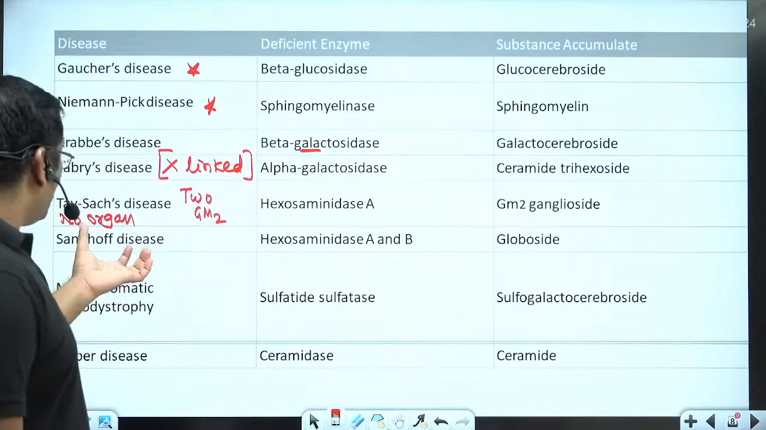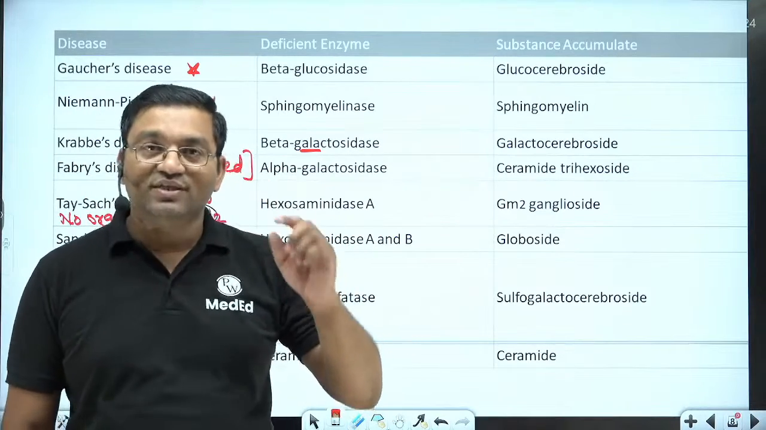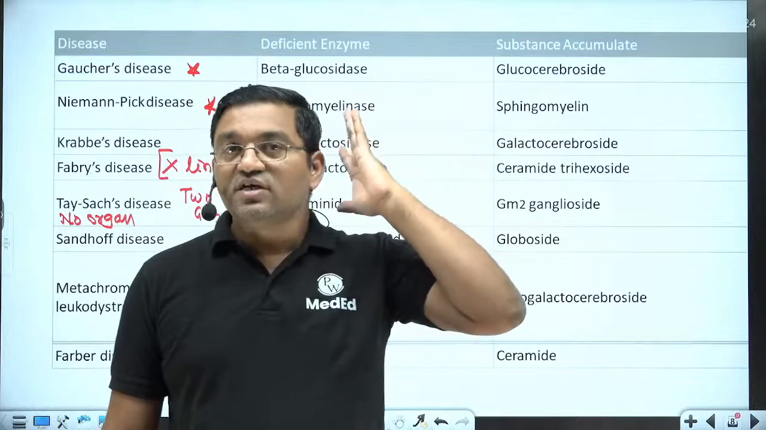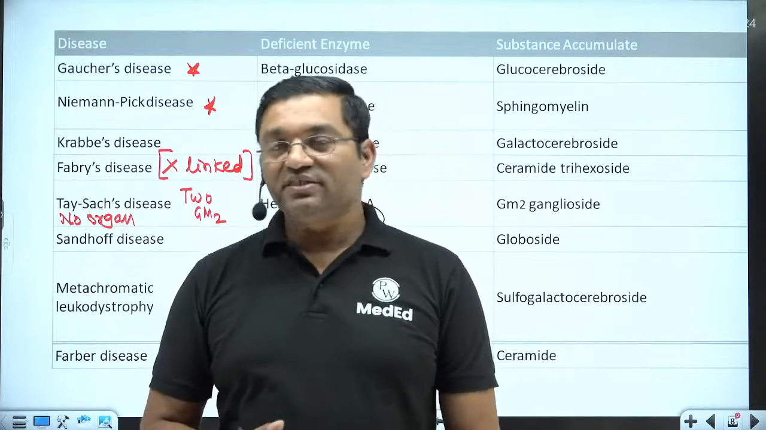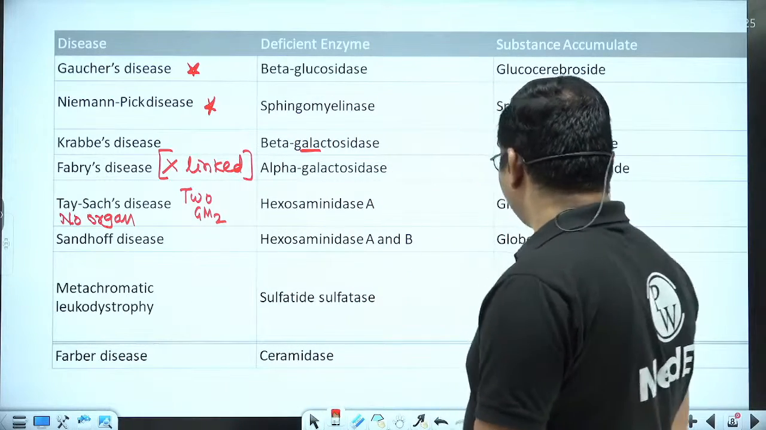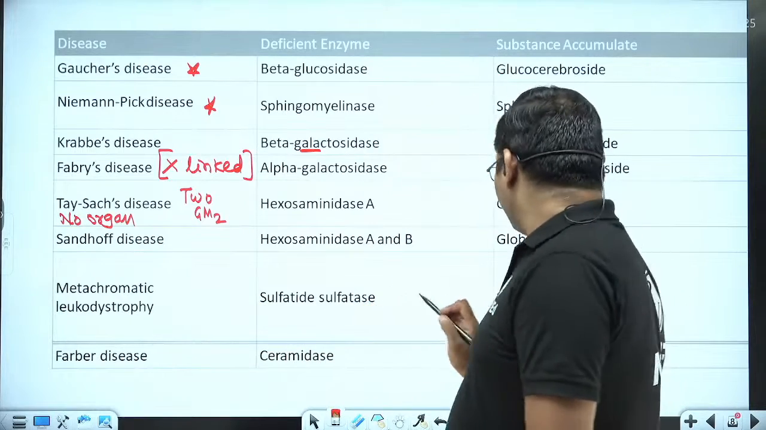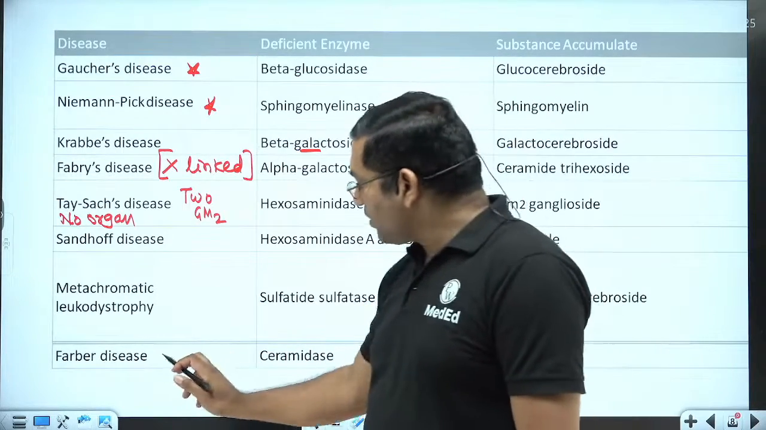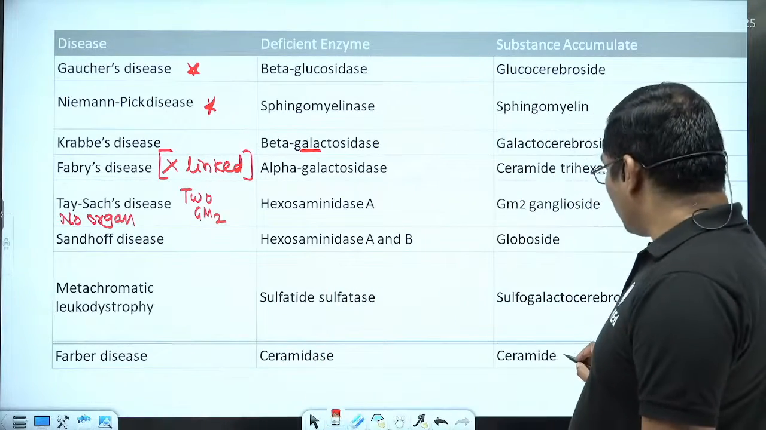Then Sandhoff disease, additional feature along with Tay-Sachs disease. In Tay-Sachs what did we say? Eye involvement, brain involvement and central nervous system involvement. In Sandhoff there is additional organomegaly, because of hexosaminidase A and B defect. Then metachromatic leukodystrophy is due to sulfatase defect, and Farber's disease is due to ceramidase defect. The accumulated product is ceramide.